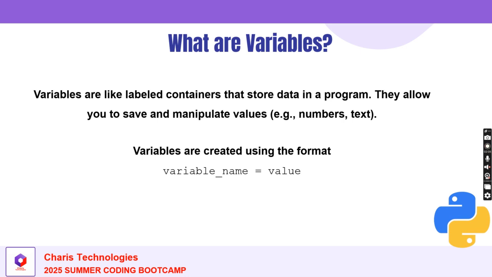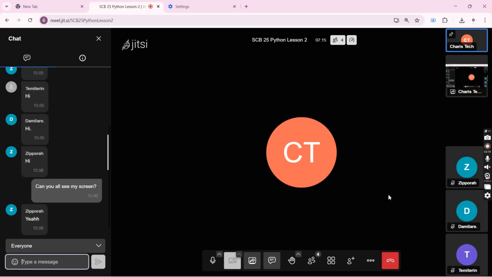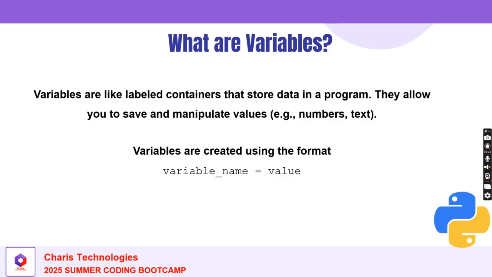So what are variables? You are going to use variables a lot. Variables are like labeled containers that store data in a program. They allow you to save and manipulate values. They allow you to store data, right? So you use variables a lot.